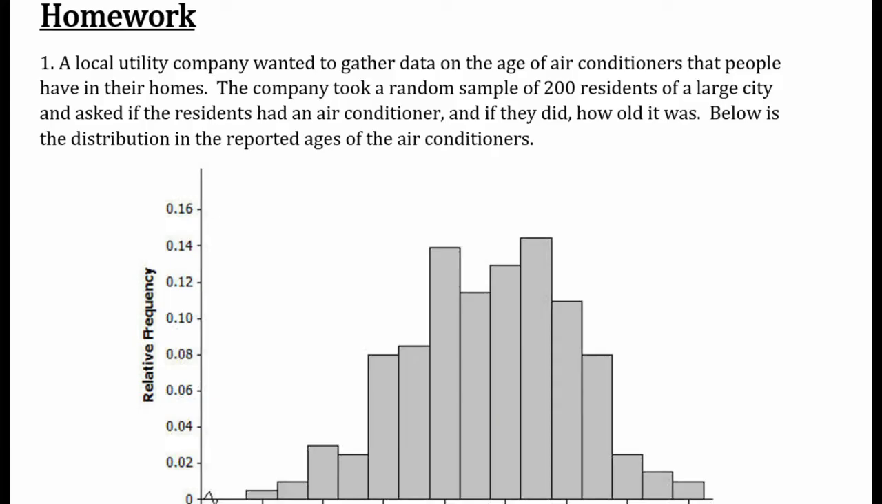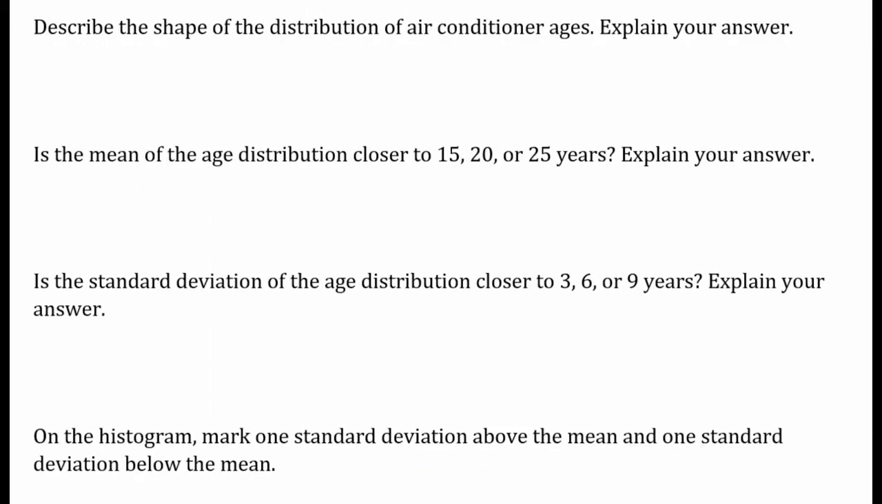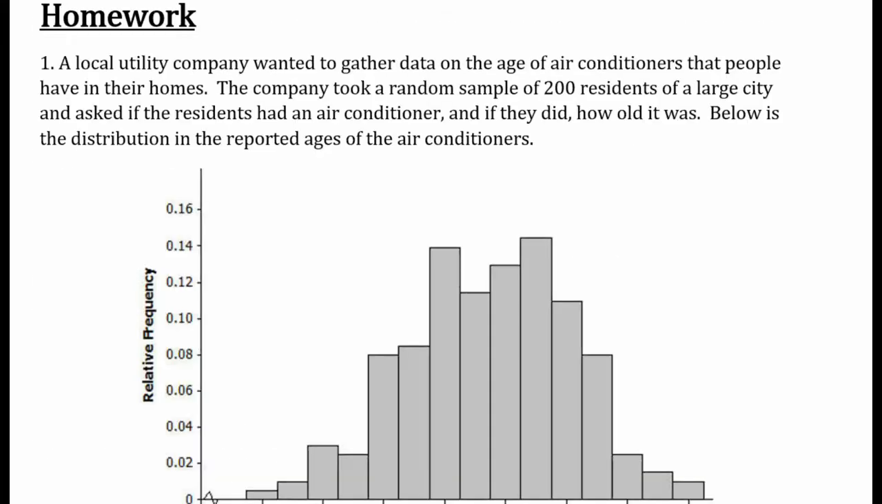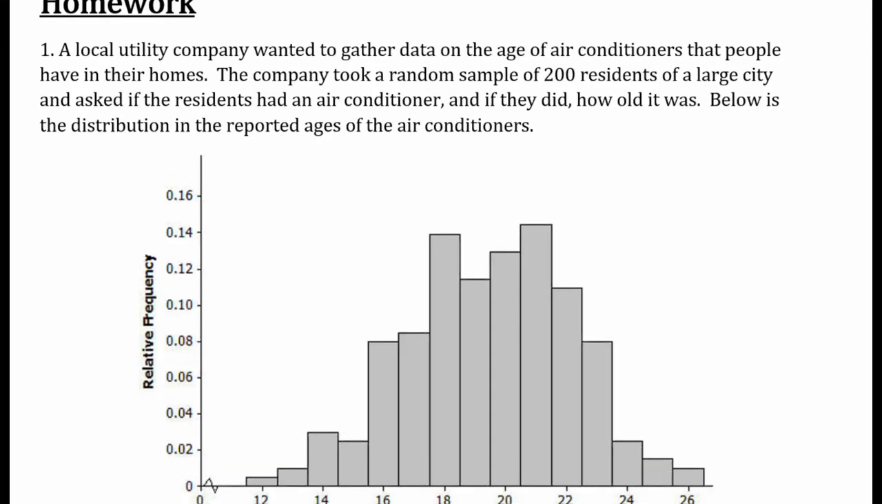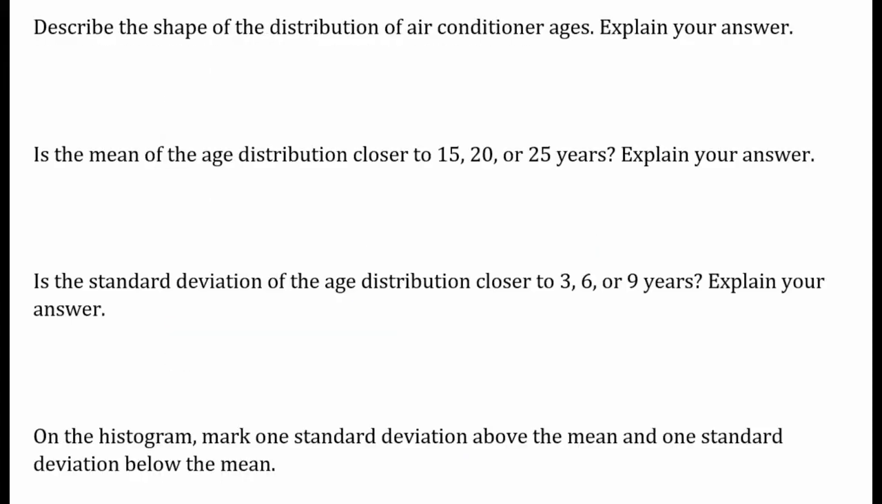So below we have a histogram, a relative frequency histogram, of the ages in these air conditioners. Describe the shape of the distribution of air conditioners. Explain your answer. So if we were to describe the shape of this, we want to see if there's any skew or if it's mostly symmetric. So if I was to draw a curve around this, we see that this is an approximately symmetric distribution.